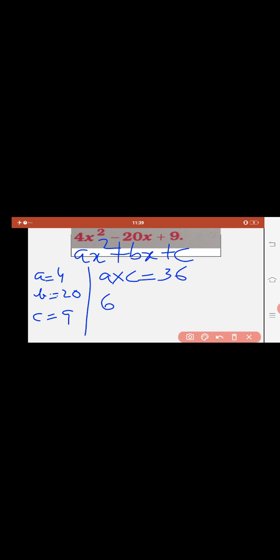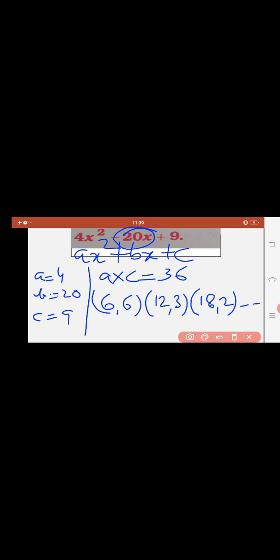So what will be the factors of 36? 6 sixes are 36, 12 threes are 36, 18 twos are 36, and many more. Now let us see which factors can be expressed in the form of 20. Either we have to subtract or we have to add.